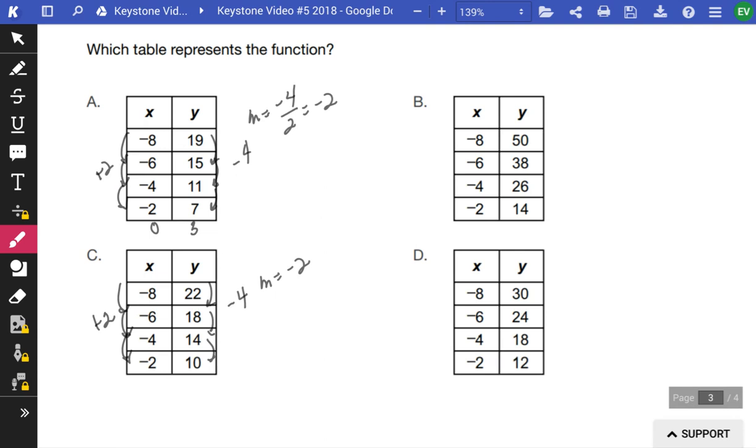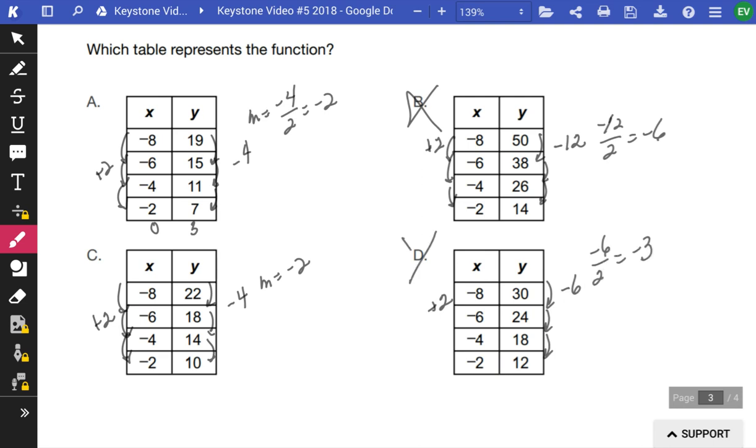If we look at B, it actually looks like this time we're decreasing by 12 in our y, and we're increasing by 2. So -12/2 is -6, so B is not the correct answer. If we look at D, it looks like we're decreasing by 6 in our y and increasing by 2 in our x. -6/2 is -3, so D is not the correct answer. So now we can focus on A and C.